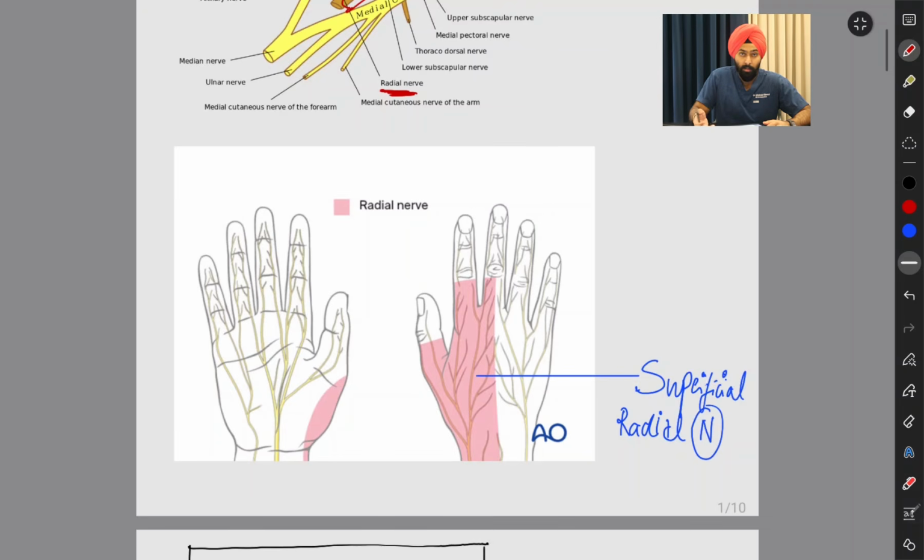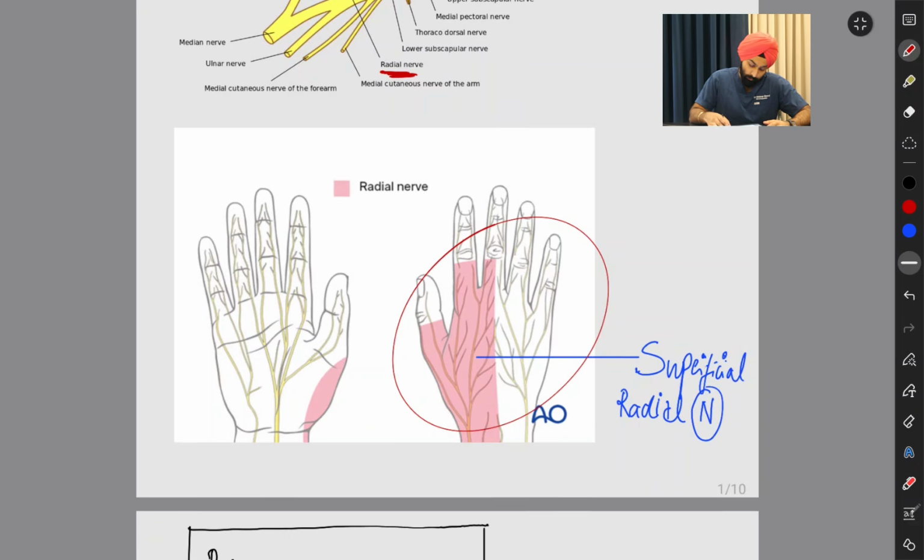So ultimately, where does it supply? We are talking about the sensory supply here, mind you. We'll discuss it further also, but it supplies the dorsoradial aspect of our hand. So the radial nerve, the superficial radial nerve in particular, supplies the dorsoradial aspect of the hand.